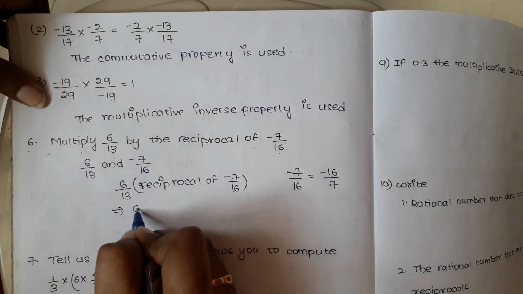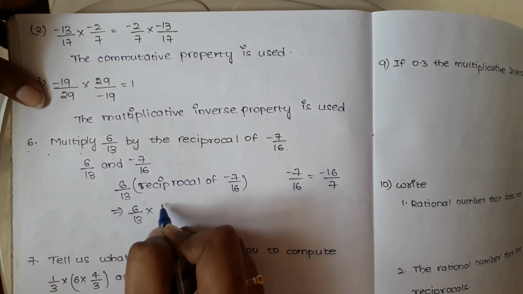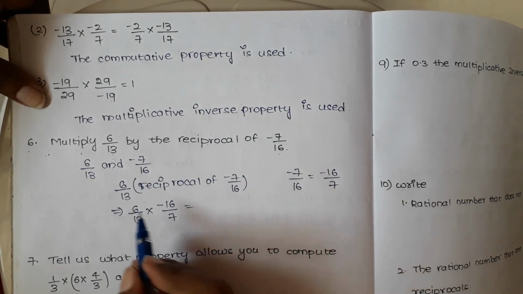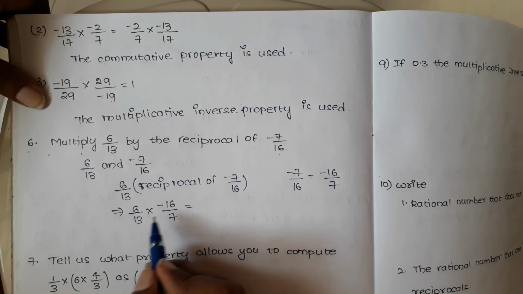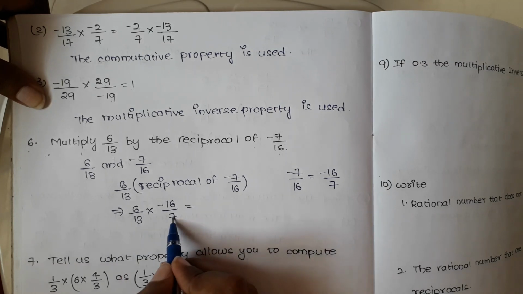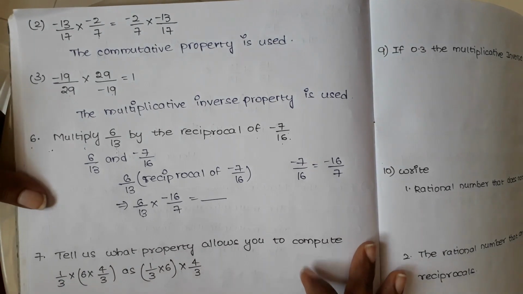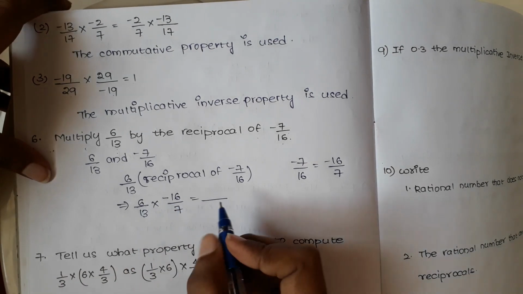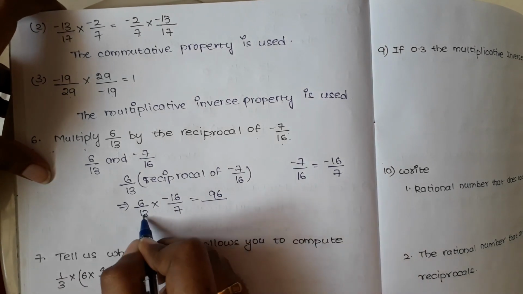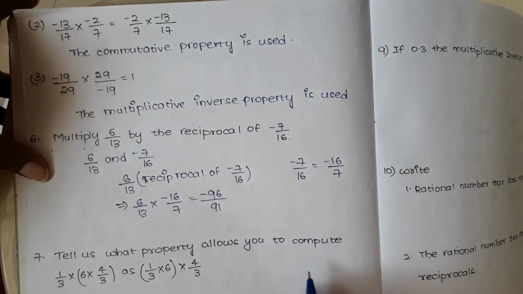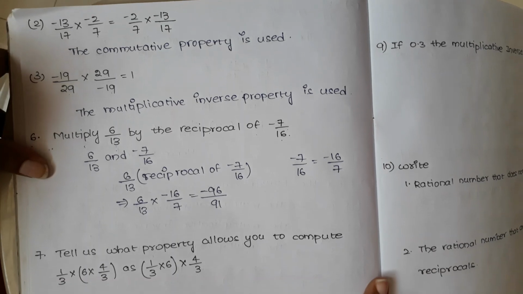That equals 6 by 13 into minus 16 by 7, which equals 6 into 16 over 13 into 7. Okay, 6 into 16 is 96 and 13 into 7 is 91. Here minus. This is the answer.